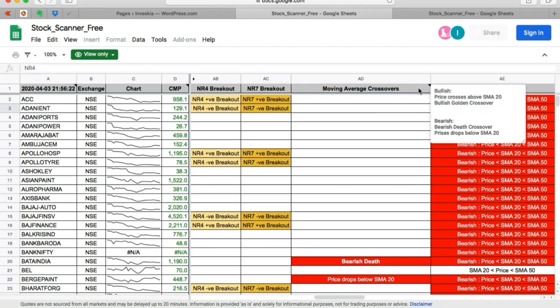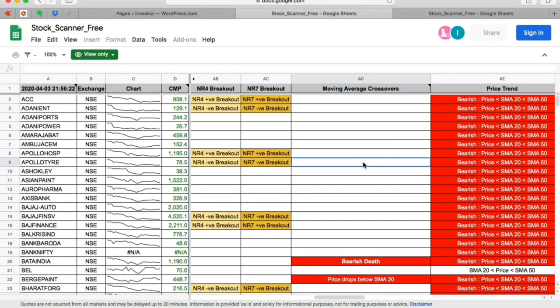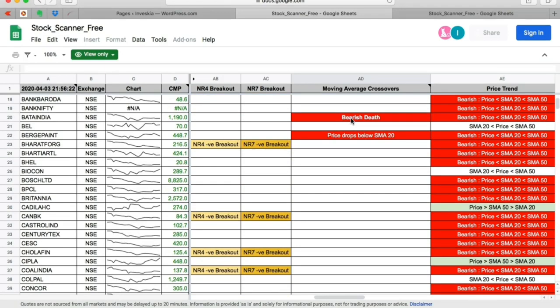We have listed two very good bullish and bearish moving average indicators. Bullish indicators are those when price crosses above the 20-day simple moving average, or when there is a bullish golden crossover, that is, the 50-day moving average crosses over the 200-day moving average. So that comes as a bullish indicator, and the same for bearish indicators. You can find over here there are two bearish indicators. One is bearish death cross and the other is price drops below SMA 20.